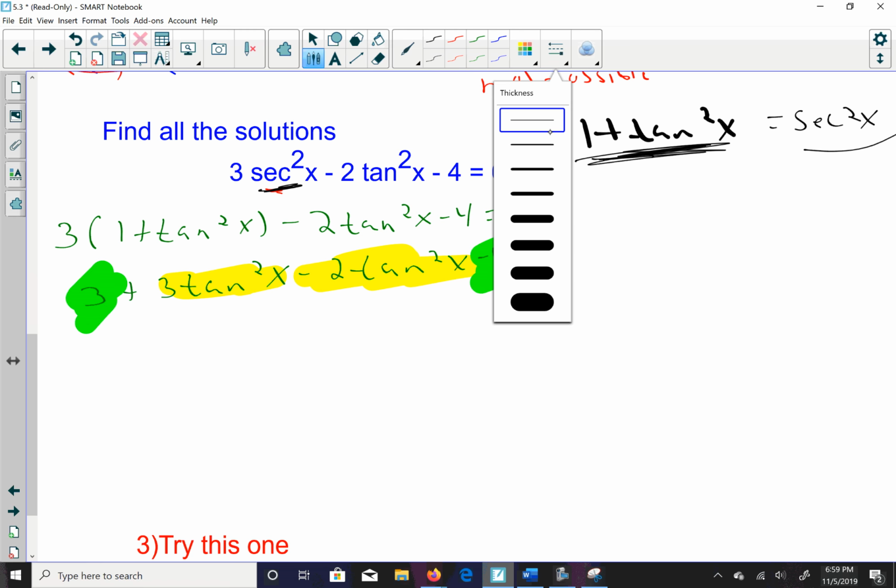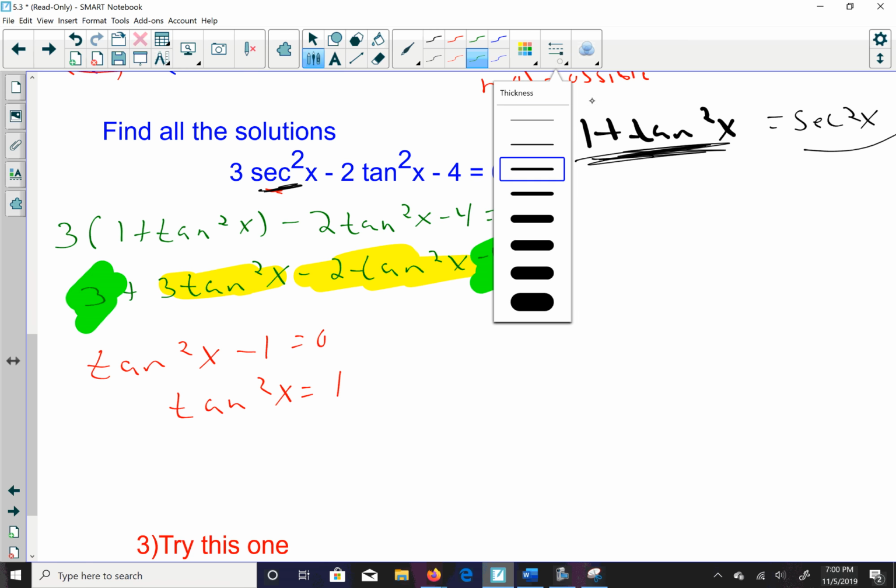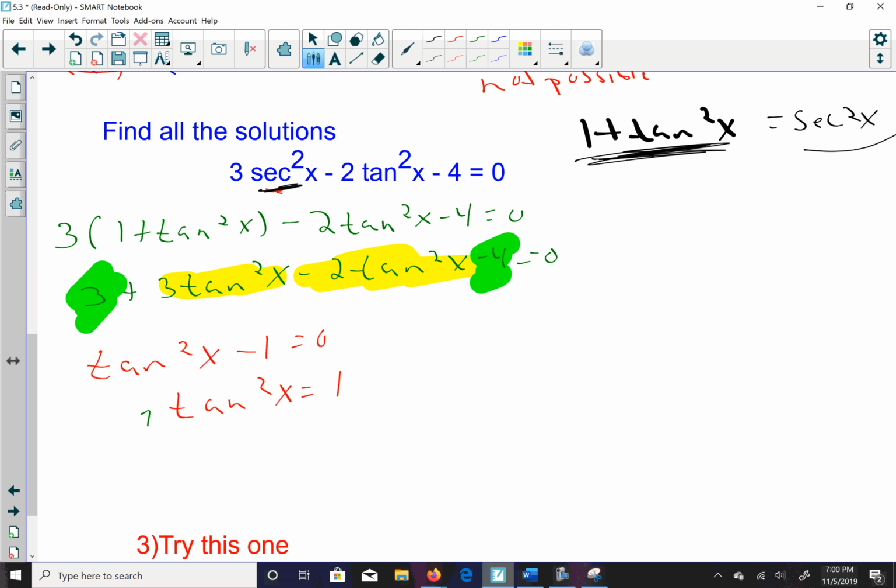So when I do that, I'm going to have tangent squared x, just one of them, and then minus 1 is equal to 0. Add 1 to both sides, so the tangent squared x is equal to 1. Now I'm going to take the square root of both sides. So this is the tangent of x is equal to plus or minus, and the square root of 1 is 1.